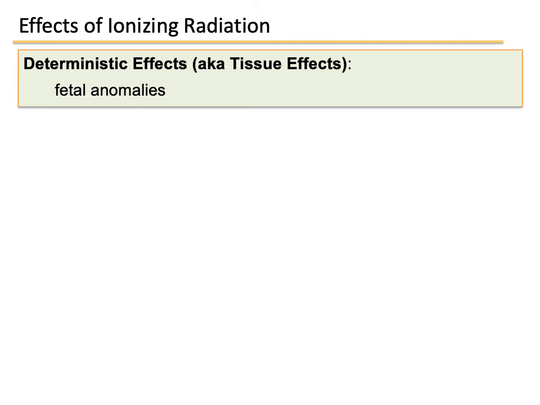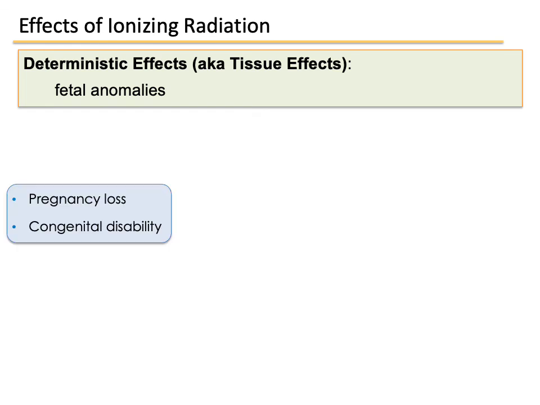The last deterministic effect I'm going to discuss is fetal abnormalities. This includes pregnancy loss, as well as reduced mental capabilities, microcephaly, and other physical abnormalities such as missing limbs or underdeveloped anatomy. When considering radiation risk to a fetus, it's important to consider the baseline risks. Pregnancy loss occurs in about 20% of pregnancies. Some estimates of this are even higher, around 30%. And congenital disability occurs in about 3 to 5% of births.